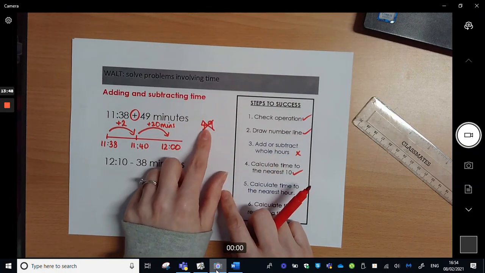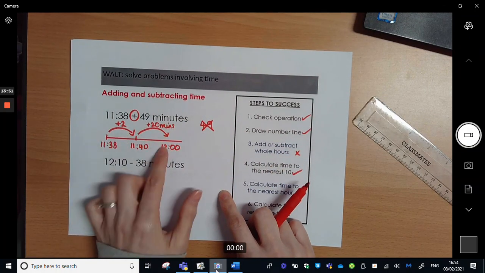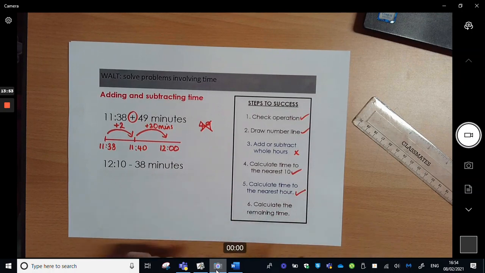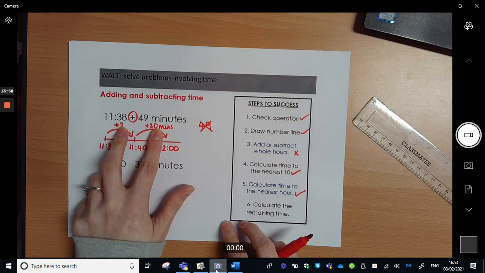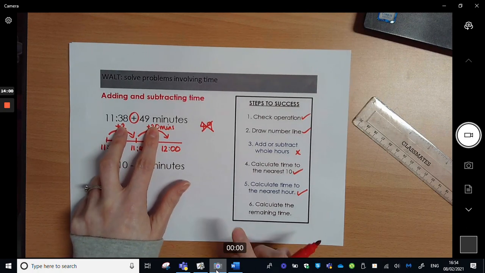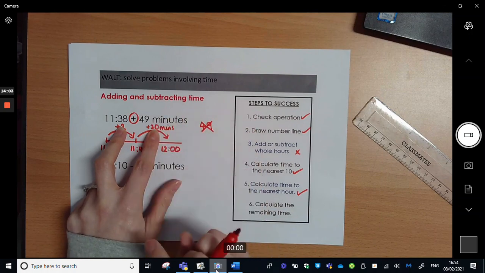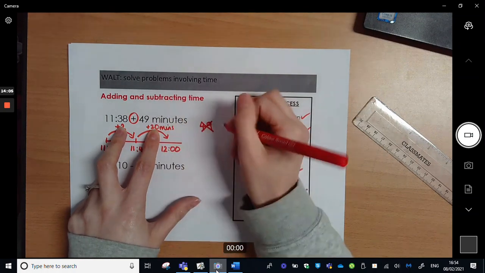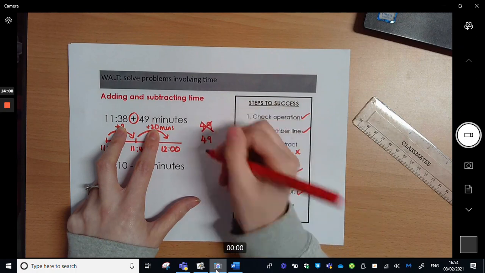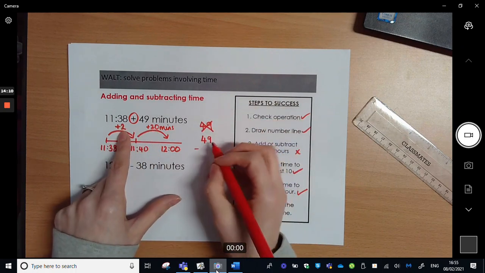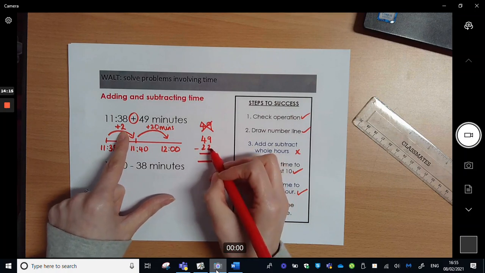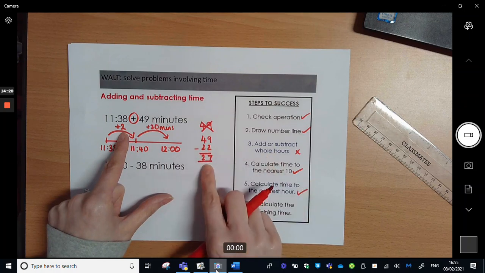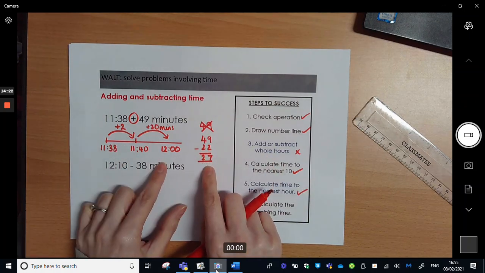So the reason I didn't do this step is because now we can find out how much we need to add on. So I've done the time to the nearest hour. So far I have added on 22 minutes in total. I want to add on 49 minutes. So now I can do the next step. So 49 subtract 22 to see what I can add on now. So 9 take away 2 is 7, 4 take away 2 is 2. So I need to add on another 27 minutes, okay?